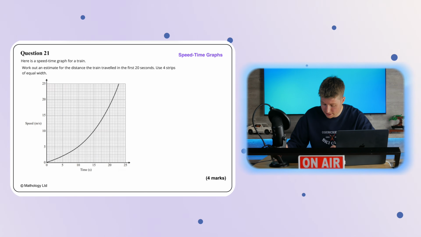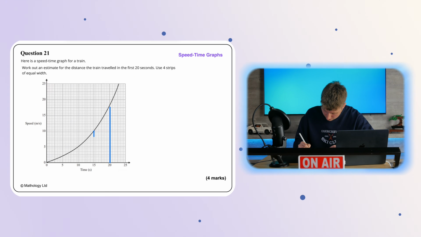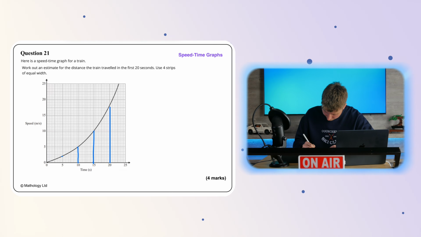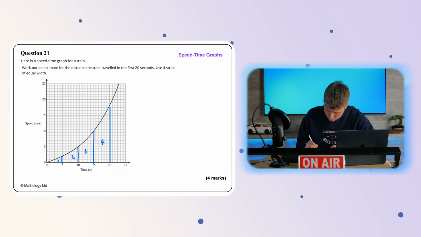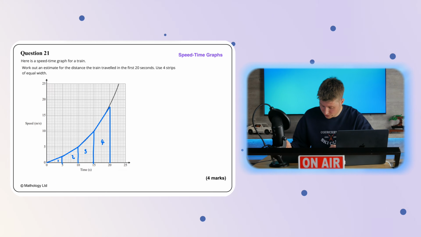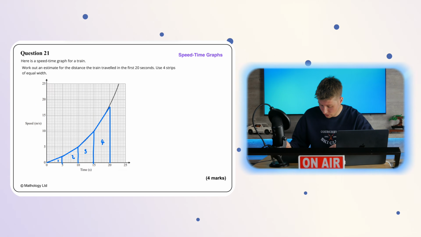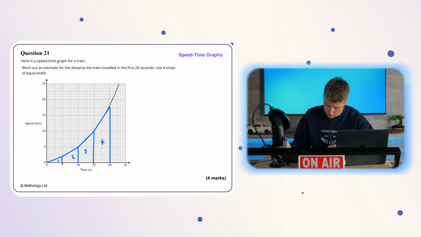Question 21 says, here is a speed time graph for a train. Work out an estimate for the distance the train travelled in the first 20 seconds. Use 4 strips of equal width. If we draw a line at 20, and then at 15, 10 and 5, we've got 1, 2, 3, 4 equal width strips. Then we can join the points up to form triangles and trapeziums, and work out the area underneath the curve to work out the distance. The distance is the area underneath the graph for a speed time graph.